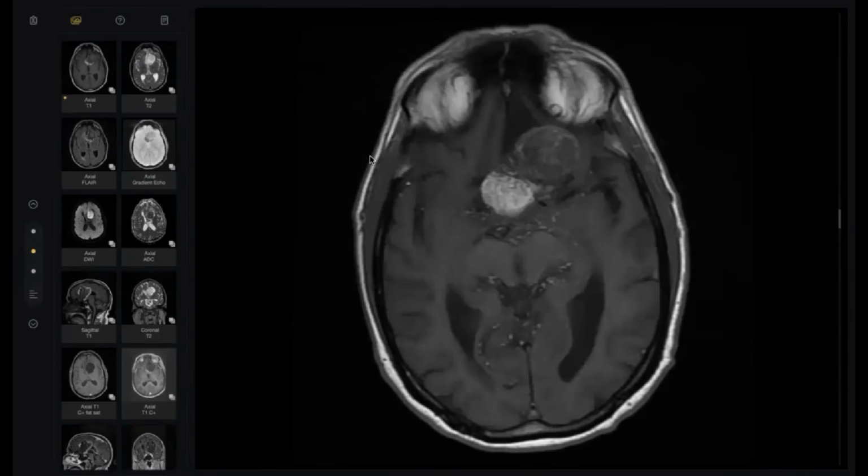Look at this slice, please. What happened here? The lesion is pointing towards the left orbit. What else? And displacing the left frontal cortex laterally. What's your differential diagnosis?